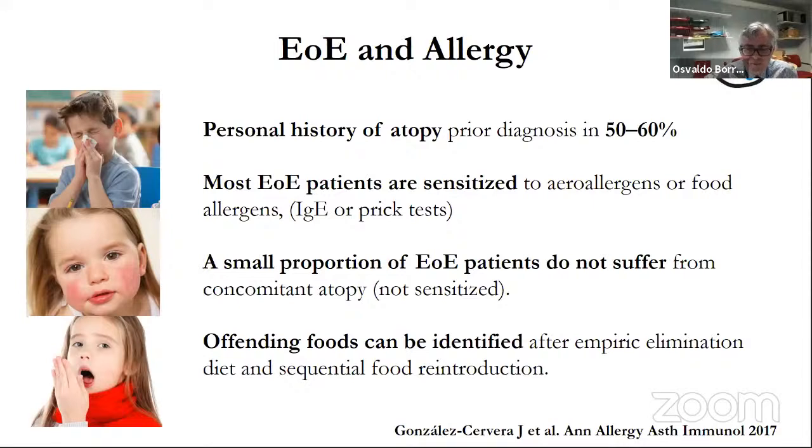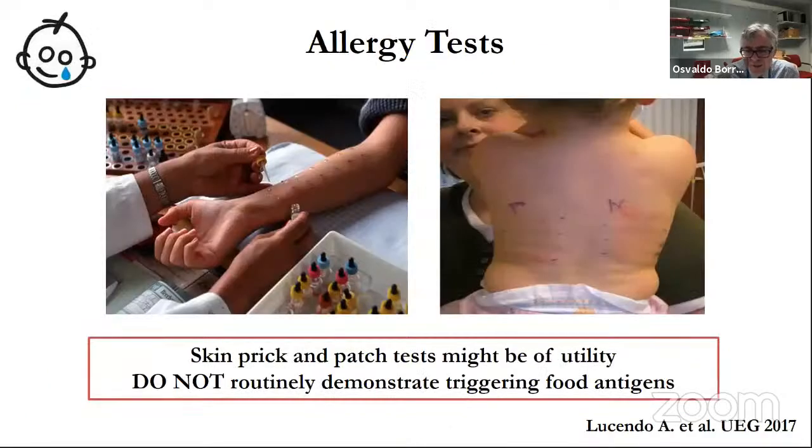What about the relationship between EoE and allergy? A personal history of allergy is very common and present in more than half of the patients. The majority of patients with eosinophilic esophagitis are sensitized to food allergens, so they can have a positive IgE or prick test, although this disease is not IgE mediated. A small proportion of EoE patients do not have concomitant atopy. Sometimes the offending food can be identified by allergy testing, which I will show you later. The skin prick test and the patch test can be useful in guiding the treatment and the diet.